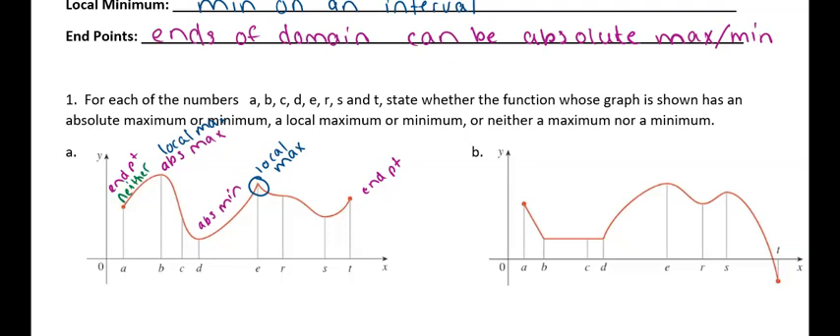It is possible, and we'll see this in part B, for the endpoint to be an absolute max or min, but not a local max or min. So we have B labeled. Let's look at part C. Part C, this isn't a max or a min, so it's not going to be either. So we're just going to label it as a neither.